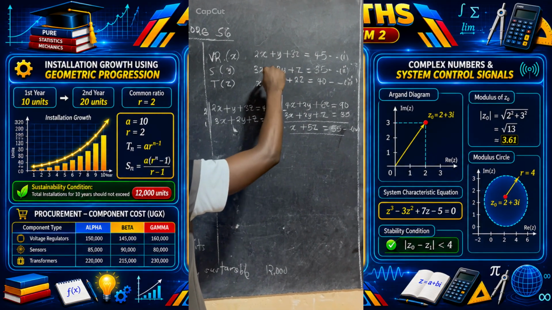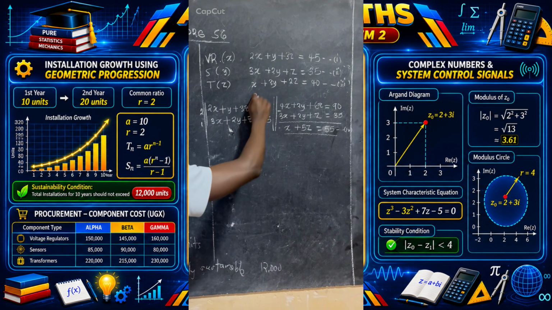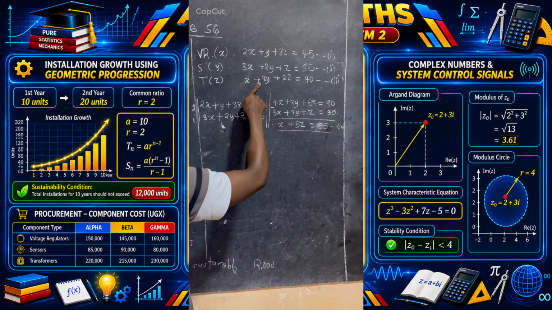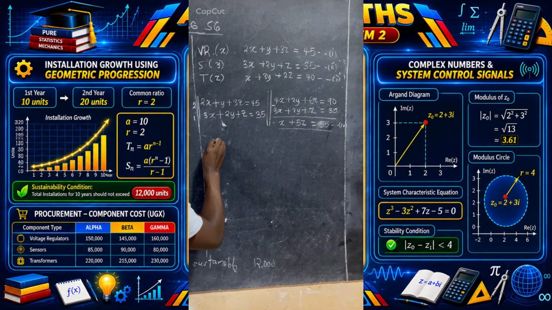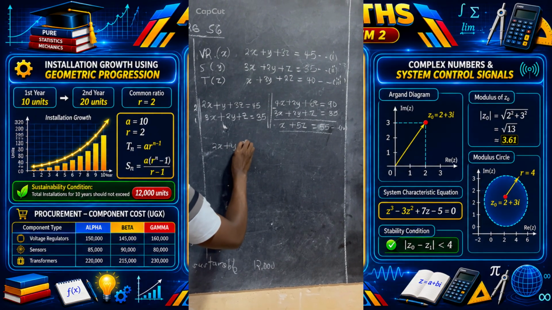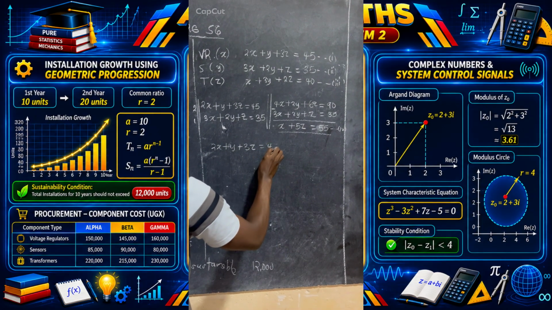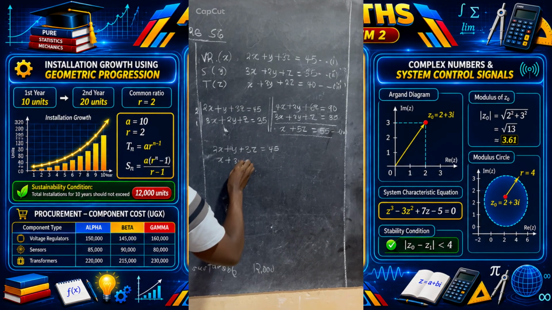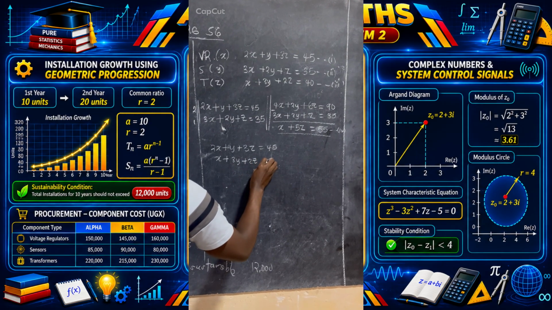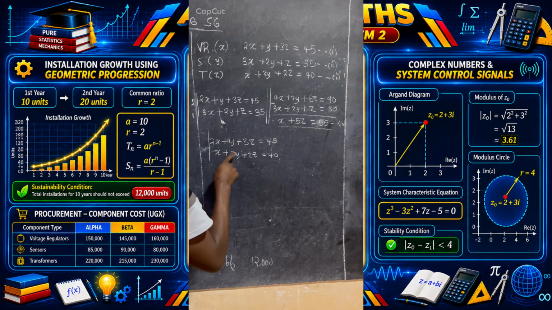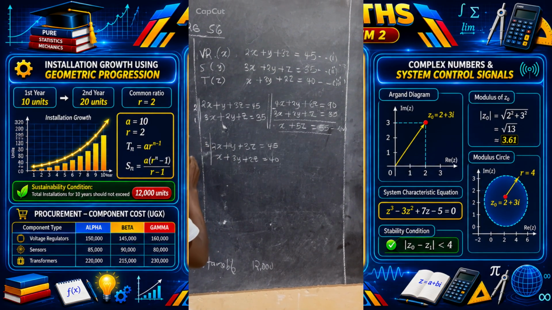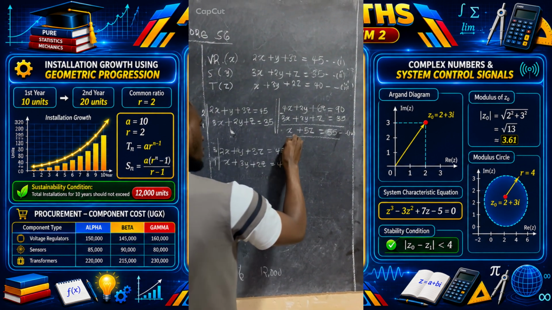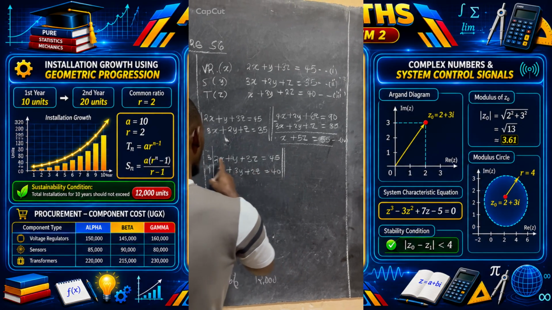Still I can eliminate y in the other pair, this one and this one here. So I'm going to rewrite x plus y plus 3z is equal to 45. Then now I'm writing x plus 3y plus 2z is equal to 40. For me to eliminate y here, I need to multiply this with the 3, then this I multiply with the 1, such that I'll have a 3y minus 3y. Then I need to first of all multiply through.